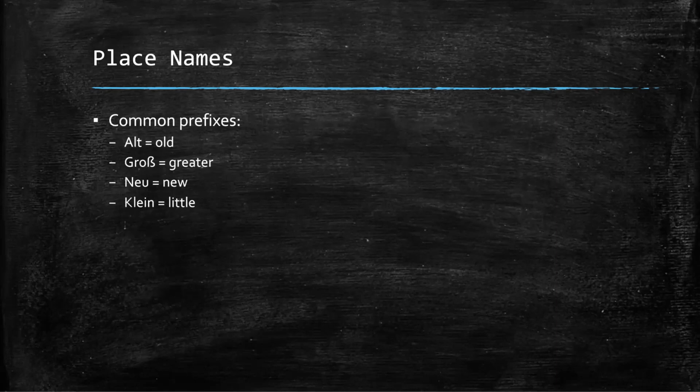You may find prefixes such as Alt or Groß or Neu or Klein, meaning old, greater, new, and little. You may find a town named Neukirchen. There are lots of towns named Neukirchen, and that indicates a new church. So they placed a church there, a town grew up around it. That was the new church. That town is Neukirchen.